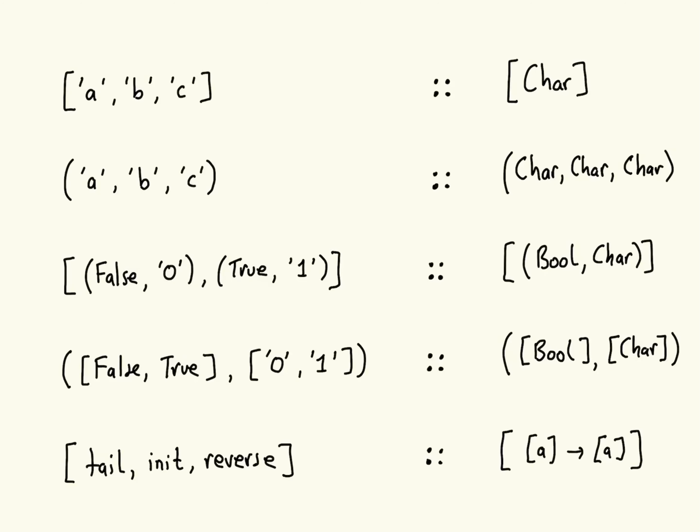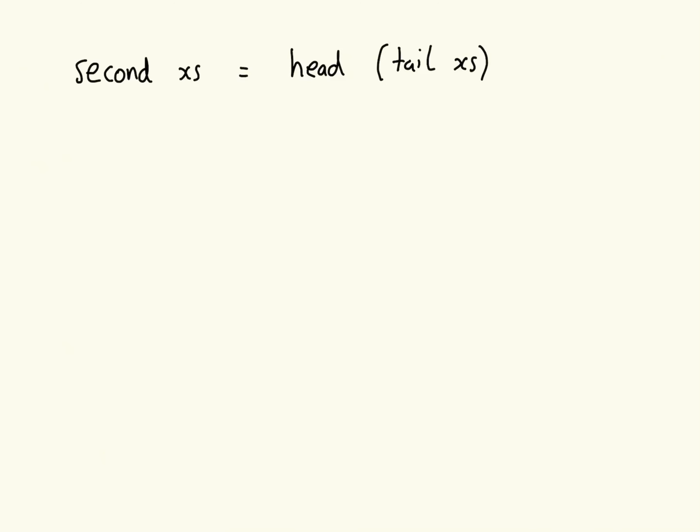So then we can move to exercise 2, and I'm not going to do all of these, I'll just do the first few of them. So the first function in the exercise was the function called second, and second of x's is defined simply as head of tail of x's. So let's have a simple example of this, and then we'll work out its type.